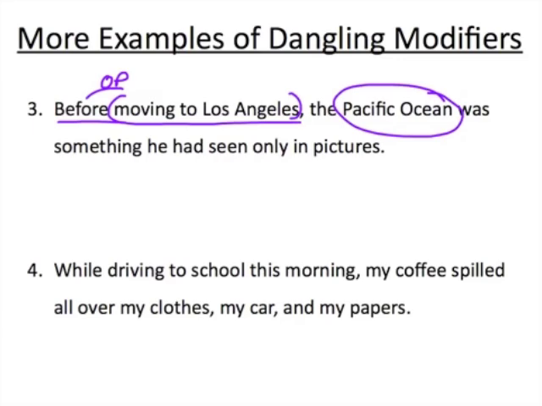Well, it's an interesting visual. Think of the Pacific Ocean driving across the country or something to Los Angeles, but no, can't happen. All right. Four, "While driving to school this morning, my coffee spilled all over my clothes, my car, and my papers."